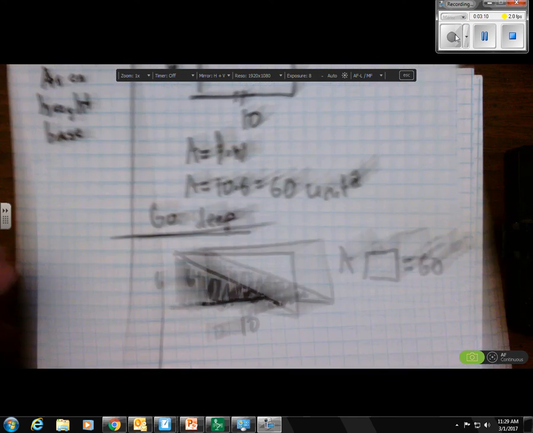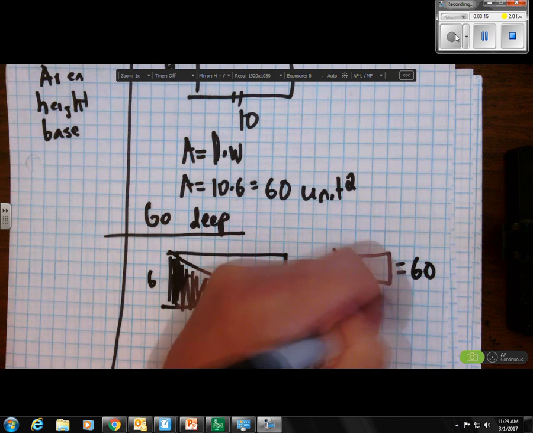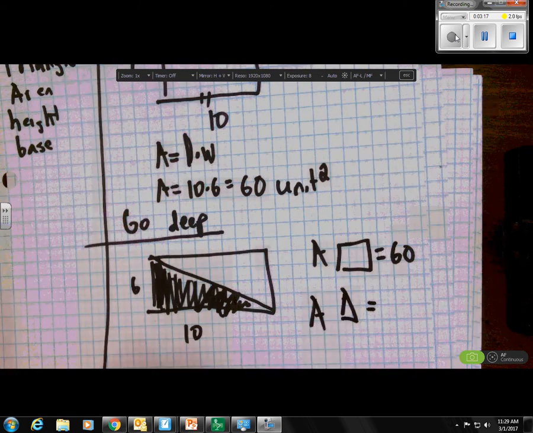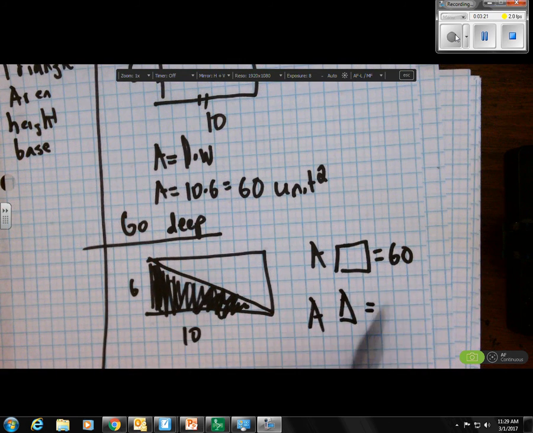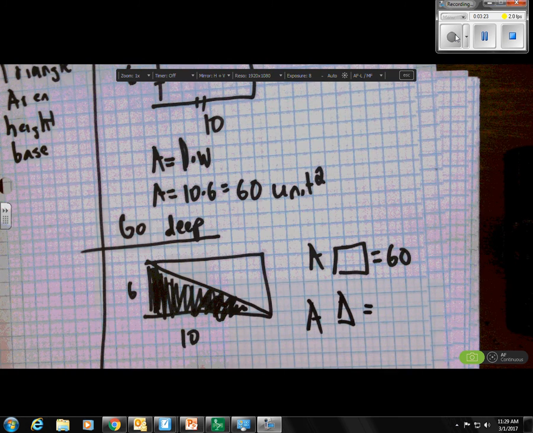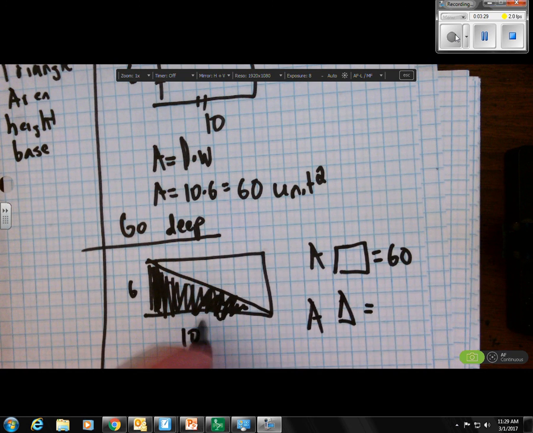So right now, area of a triangle is going to be this. If we look at our parallelogram, the area is 60. And we have a triangle right here. We have two triangles. One triangle, his area is what? Well, it's half of that. It's going to be 30.